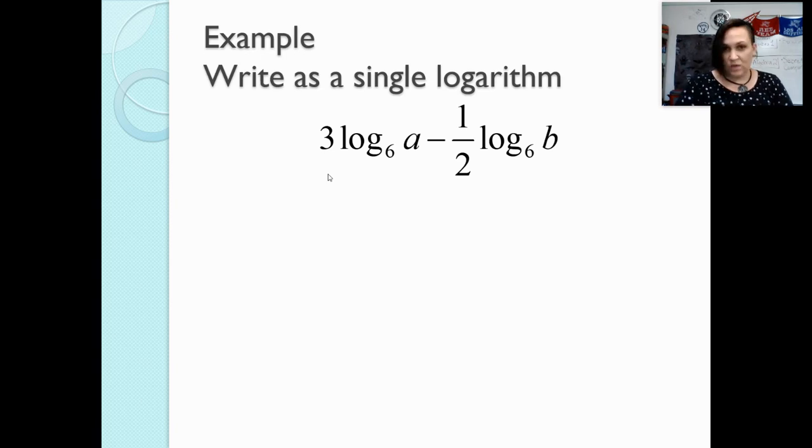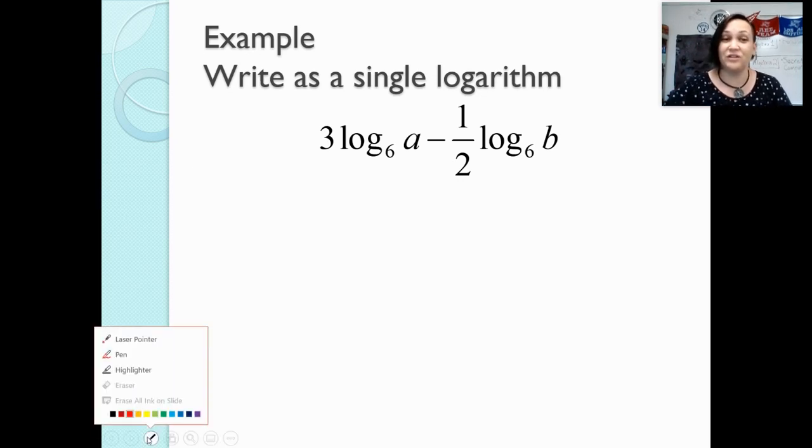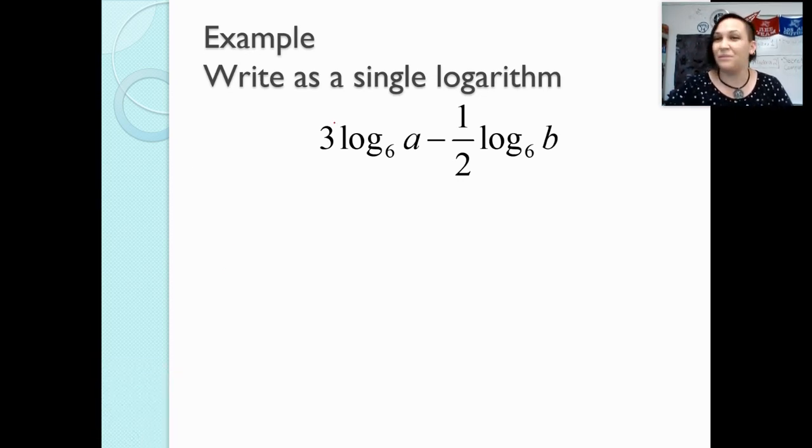Now, today we're going to work backwards. So the last thing that we did yesterday was we took any exponents and we pushed them to the front of the problem. So today we're going to start by taking any numbers that are in front of a log and pushing them up and making them an exponent. So I'm going to take this 3 and I'm going to make it an exponent on my a, and I'm going to take the 1/2 and I'm going to make it an exponent on my b.